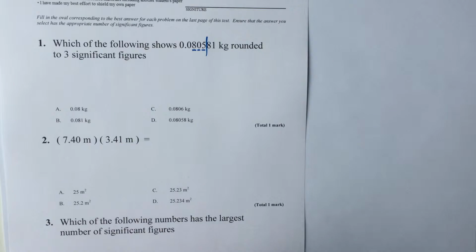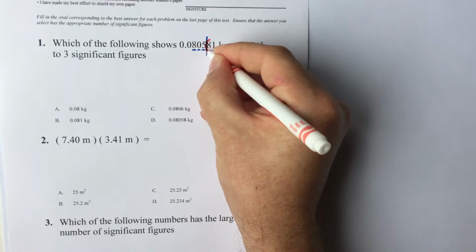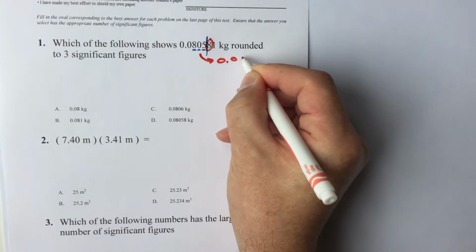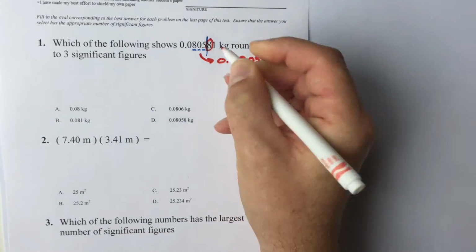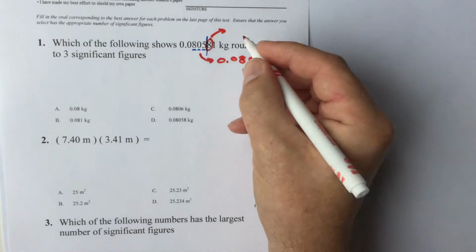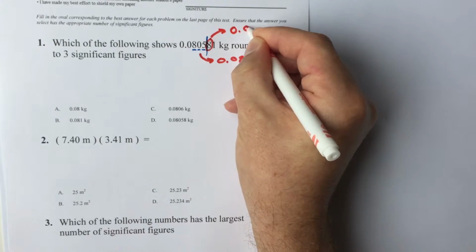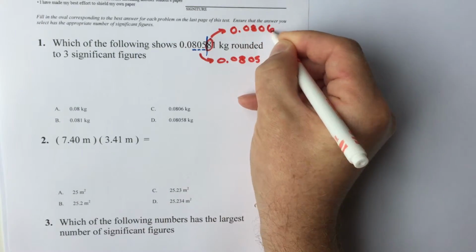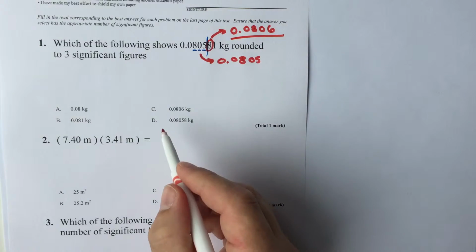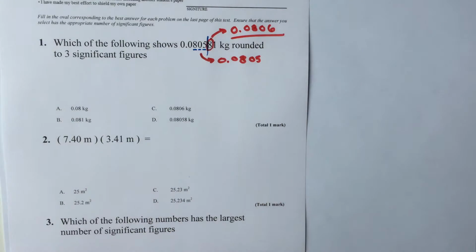Now, we use this 8 in order to determine that rather than rounding down to 0.0805, since this is 5 or more, we're going to round up to 0.0806. And so this is the value we're looking for, right?